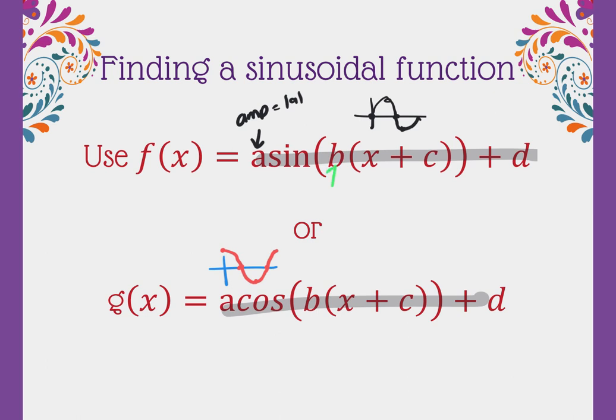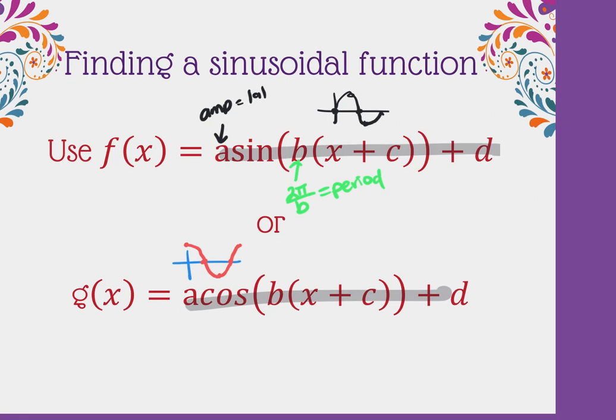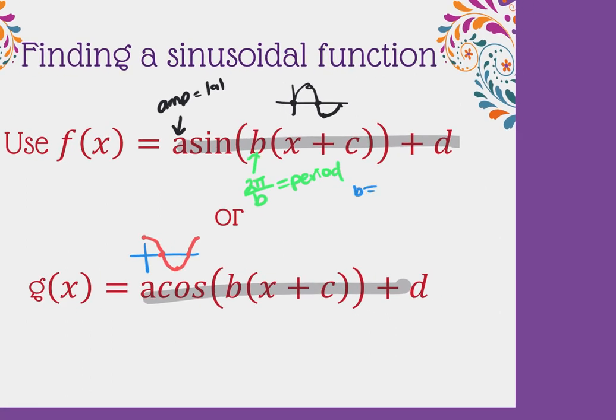The B is what's going to cause the horizontal dilation, so a stretch or shrink horizontally. We get the period by doing 2 pi over B. So in a lot of these examples today, we're going to work backwards. We're going to need to find B, and we get B equals 2 pi divided by the period, which is basically what we get by just cross multiplying that 2 pi over B. But we're going to use this a lot today.